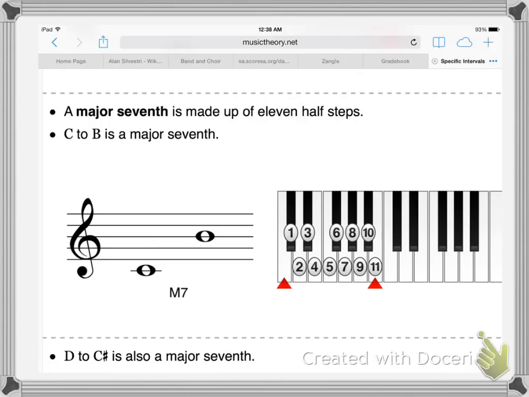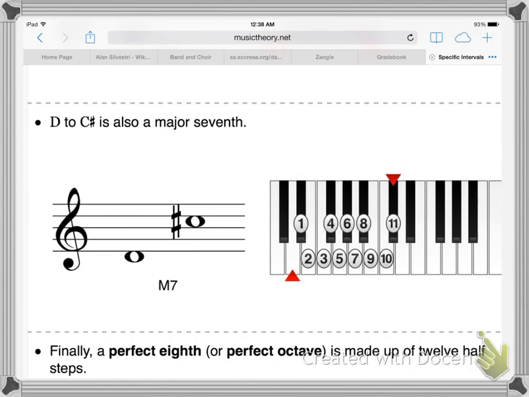The next thing we're looking at here is a major 7th, which is made up of 11 half steps. So like C to B is a major 7th. So you could count 1, 2, 3, 4, 5, 6, 7, or you could do 1, 3, 5, 7, and notice it's line to line, and then you can count them up if you really wanted to find where 11 half steps would get you. Okay. D to C sharp is also a major 7th. That's because you've got 1, 3, 5, 7, and C sharp is in the scale when you're starting on a D.